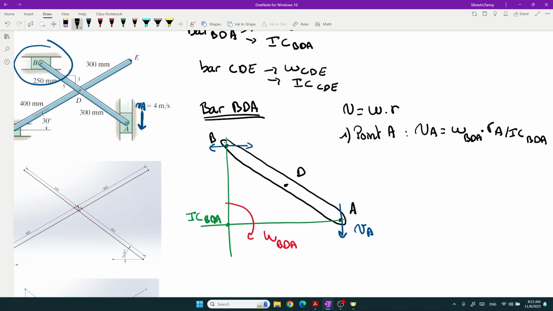What do we know in this formula first? We know VA. Oh, I try to put it blue. Oops, I will do it this way. We know VA, and for now, we don't know omega, and we don't know RAIC. We need one more piece of information with one equation. So let's find, first step, let's find RAIC. So RAIC is that distance, this one, RAIC.